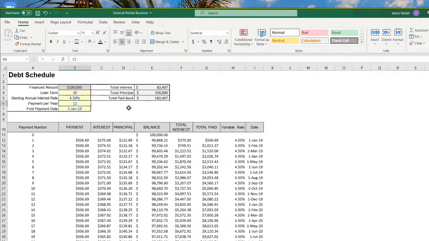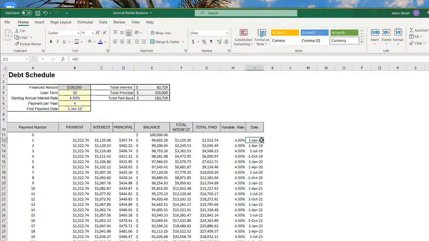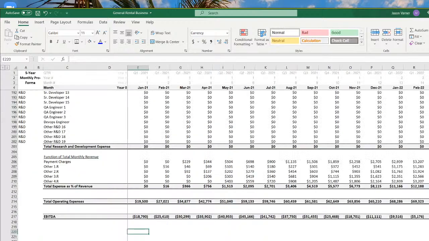Make sure this works. So if it's four payments a year, that should be three. Yep. One. Oh, nope. Payments per year, four. Yeah, that's right. So 1, 2, 3, 4. 1, 2, 3. Okay, so let's bring our debt in.